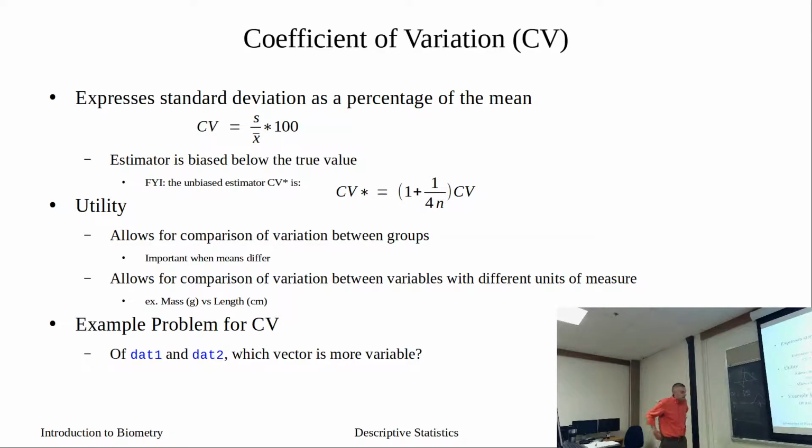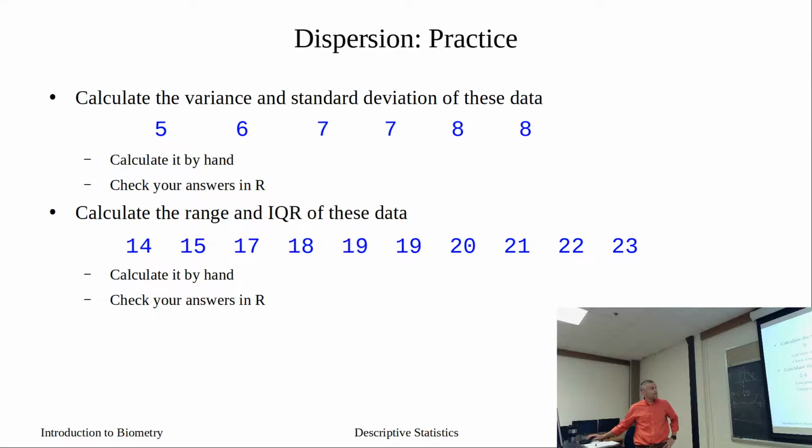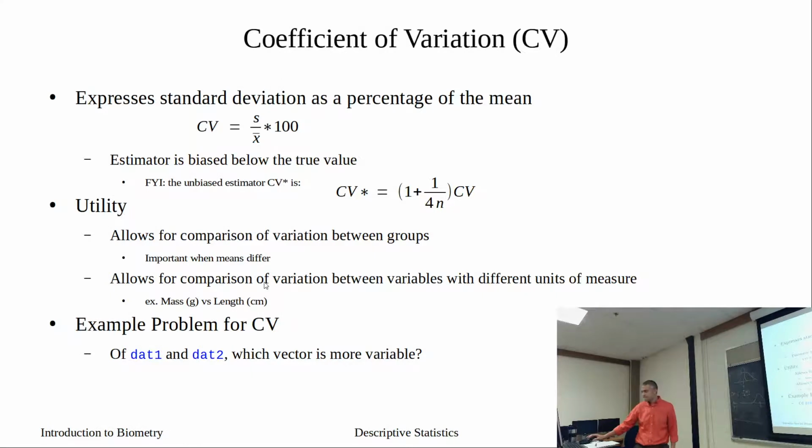All right, so we have an example problem for CV, for coefficient of variation. We have dat1 and dat2. And that dat1 and dat2 were these data points, so these vectors. So we made them at the beginning of class, and the question is, which one is more variable? We already know the variance. Let's calculate the coefficient of variation to do this. Is there a coefficient of variation function in R? No, but you can do it by hand. All right, let's go ahead and do that.